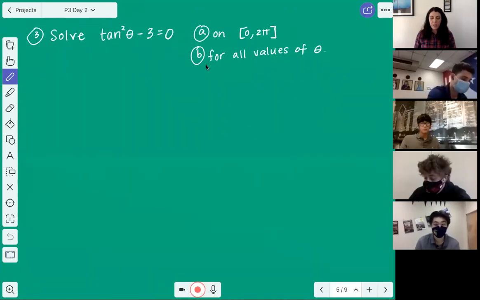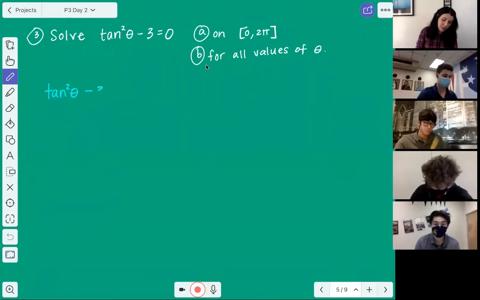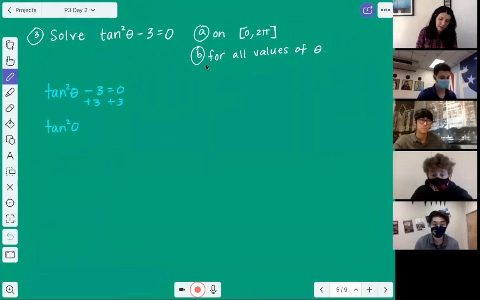Justin, what would you do first on this problem? We have tan squared theta - 3 equals 0. What would you do first? I would add the 3 to both sides. Okay, so let me just rewrite it down here. You're going to add the 3 to both sides. So we get tan squared theta is equal to 3. Okay, the very next step is where a lot of guys mess up. Justin, what would you do on your very next step?